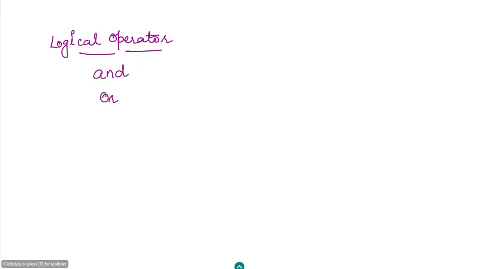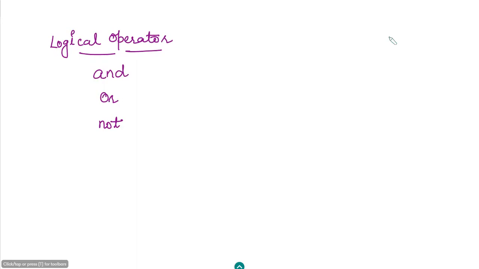Okay, now the next operator is what? Logical operator. Logical operator, we will study 3 types of logical operator. First one is and, second one is or, and third one is not.